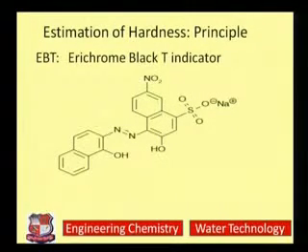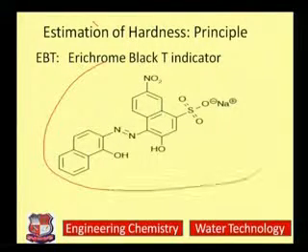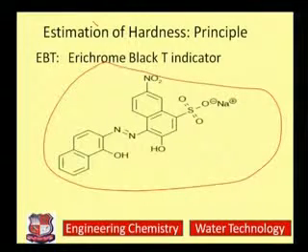Now, besides EDTA, we need to use some indicator also in this particular process, and the indicator used here is a complex organic compound known as Eriochrome Black T indicator. The structure of Eriochrome Black T is shown over here. This is Eriochrome Black T, and along with EDTA, this is also used in the estimation of hardness of a hard water sample.